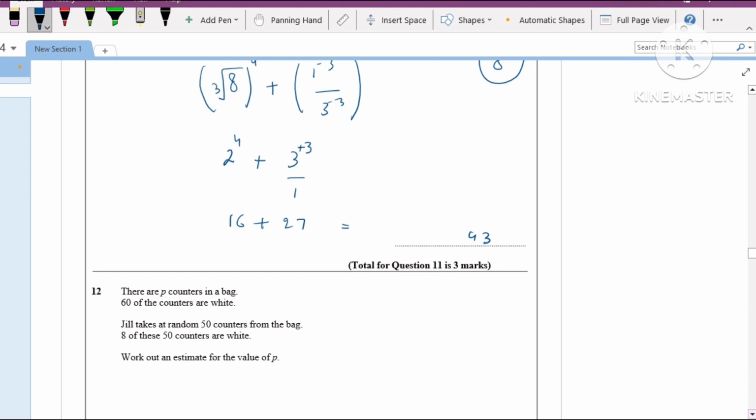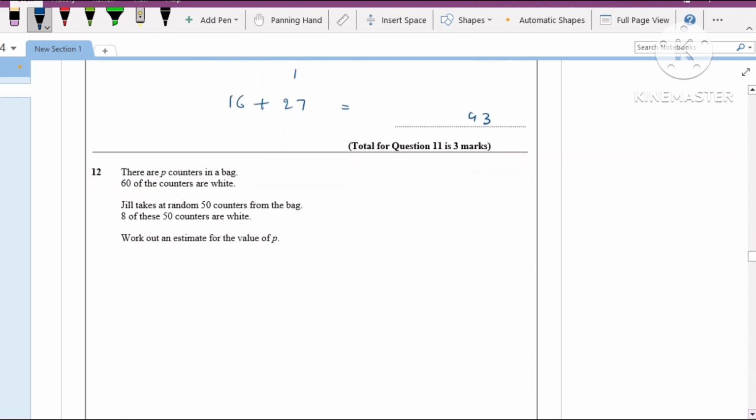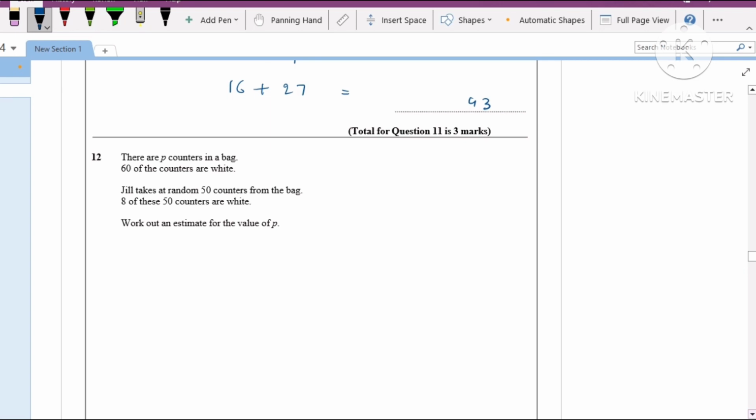There are P counters in a bag. 60 of the counters are white. Jill takes at random 50 counters from the bag. Eight of these 50 counters are white. This is a very common question from proportion. So there are P counters in a bag, 60 of the counters are white. Jill takes 50 counters from the bag, 8 of the 50 counters are white. So we will write this ratio in the form of 8 out of 50 is equal to 60 out of total P.